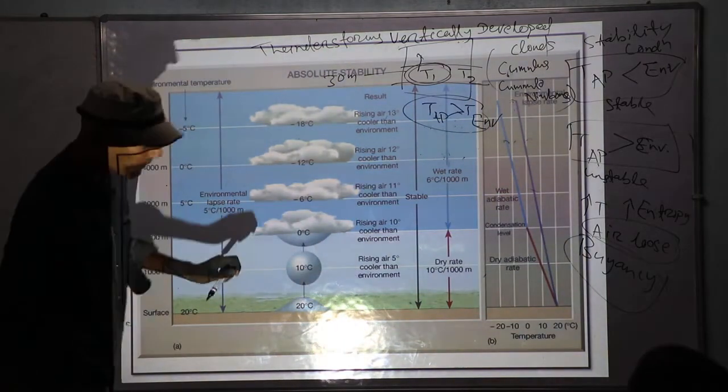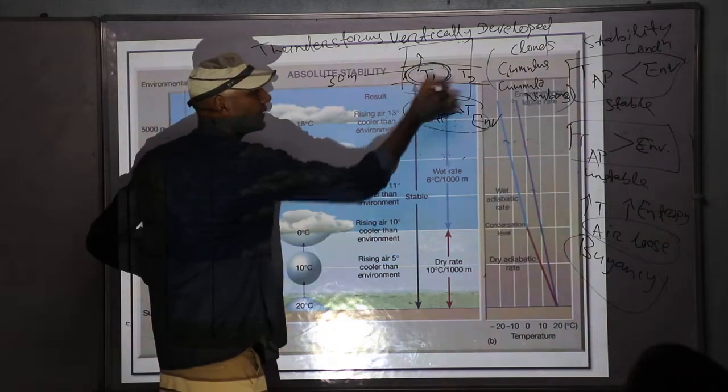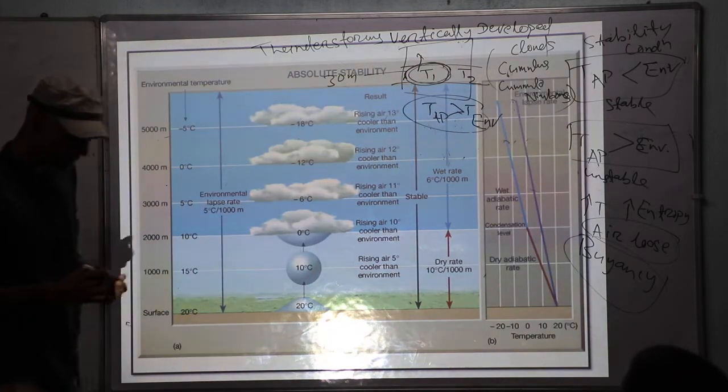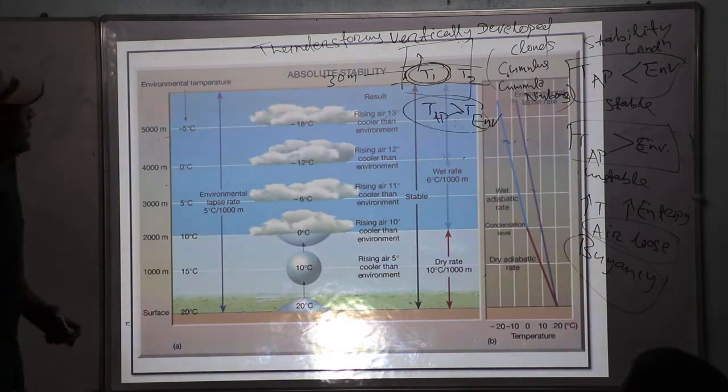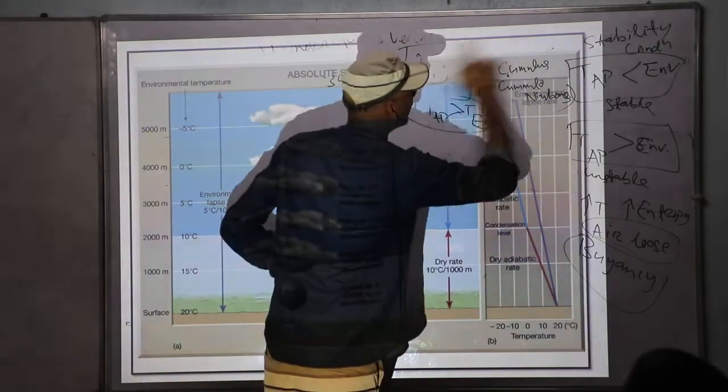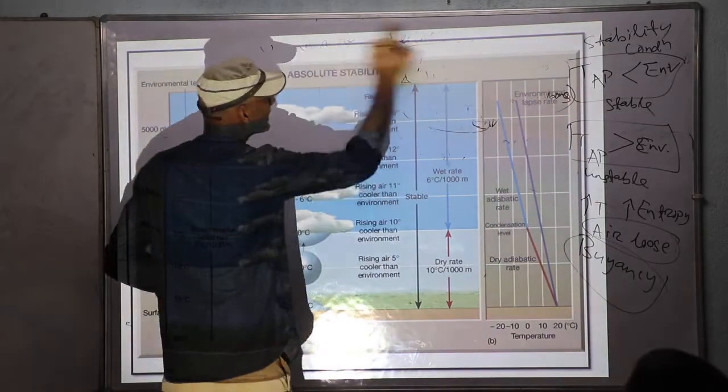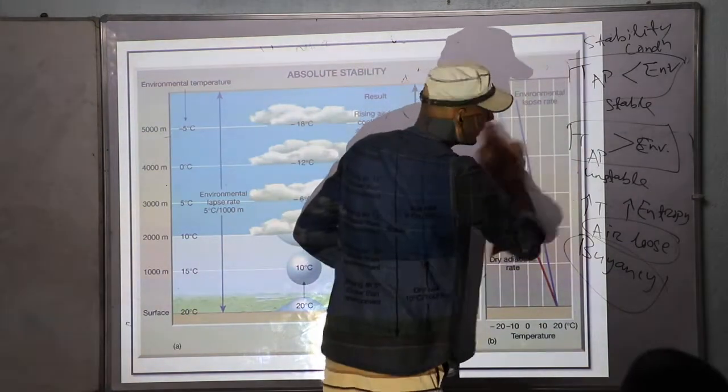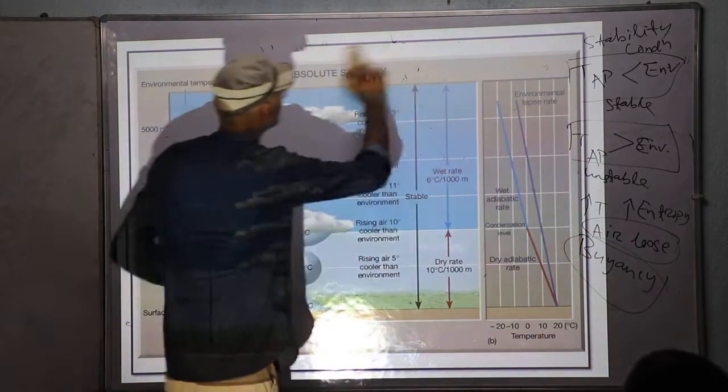Okay. Because of this growth, I'll show you the diagram next. So now, starting the stability, you can see here, these are the conditions of stability, let it be here.